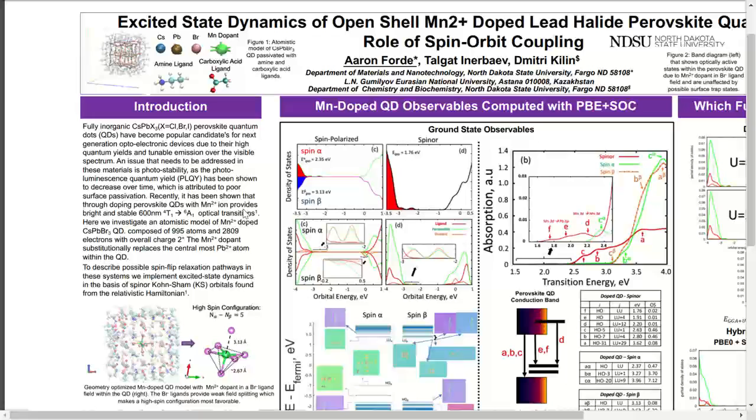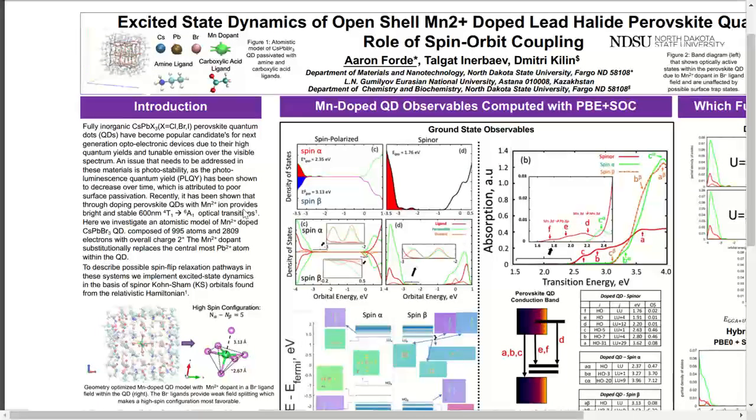So lead halide perovskites have been a pretty popular material over the last decade or so, and different morphologies have become popular in different subfields. I'm looking at lead halide perovskite nanocrystals, and specifically we're looking at transition metal doped lead halide perovskites.